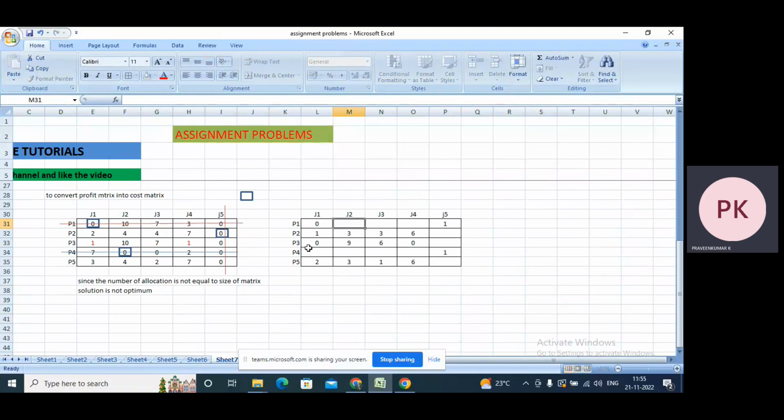I will add plus 1 and write down the remaining elements as they are. So here it is 0, this is 10, this is 7, this is 3, and this is 0, this is 0, this is 0, and this element is 7, this is 0, this is 0, this is 2. This is my new allocated cost matrix. Now apply row reduction and column reduction, then go for allocation.